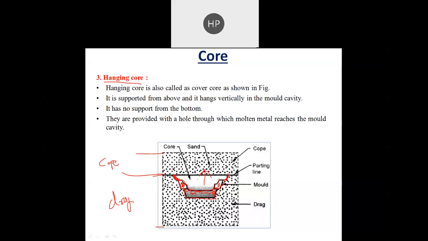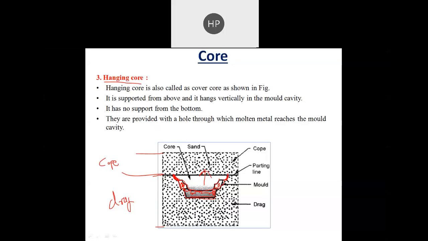So this is how we can use the hanging core. It supports from above and it hangs vertically into the mold cavity, and it has no support from the bottom. So as you can see here in this diagram, it is supported from these two ends, but this bottom portion is not supported by any portion.